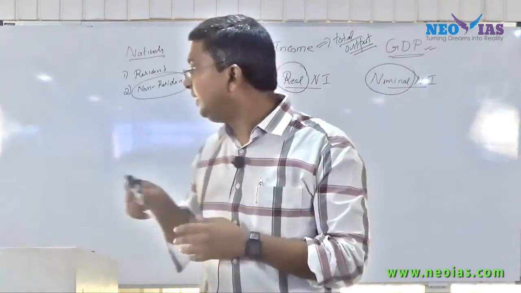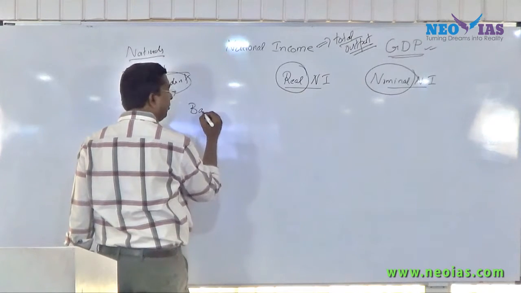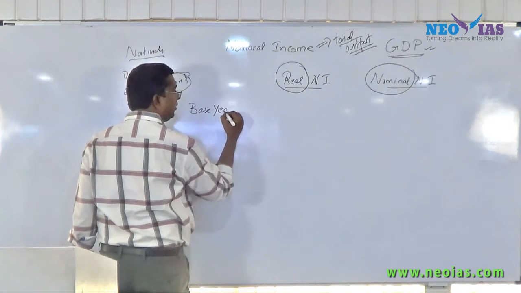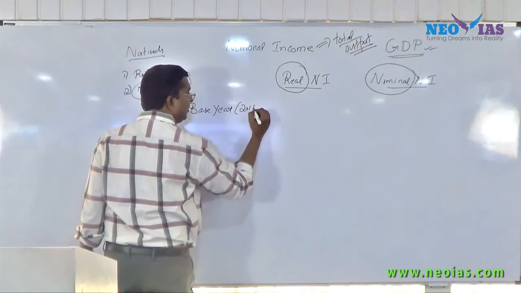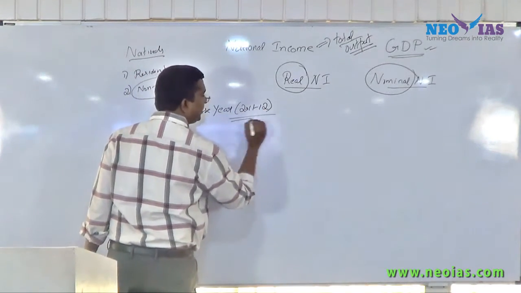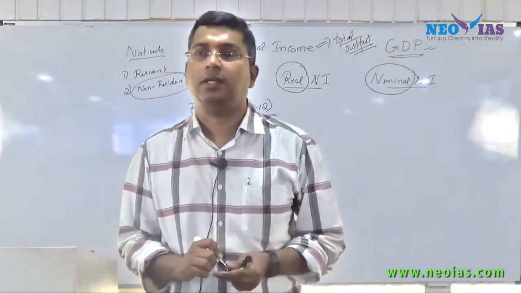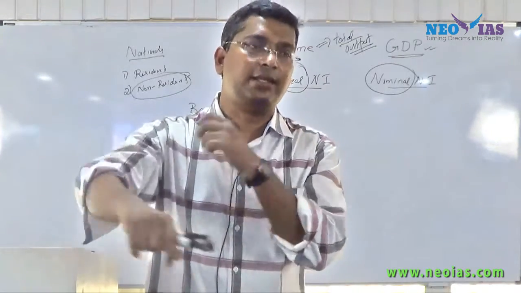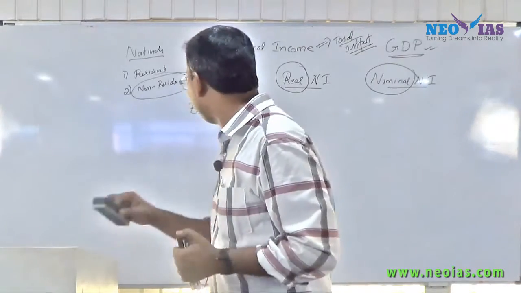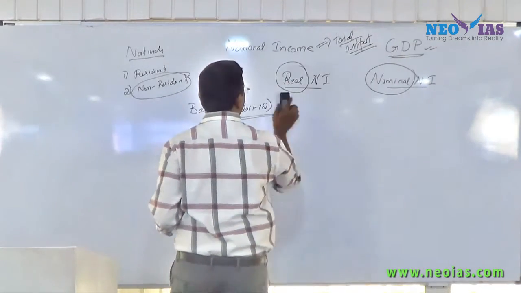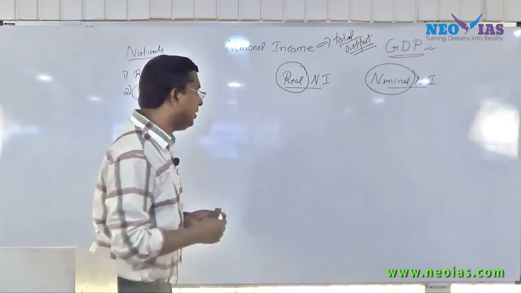Now try to understand the present base year. The present base year used to calculate national income is 2011-12. So when we talk about constant prices, it is the prices prevalent in the year 2011-12.